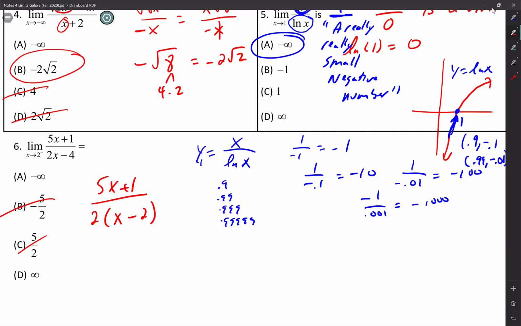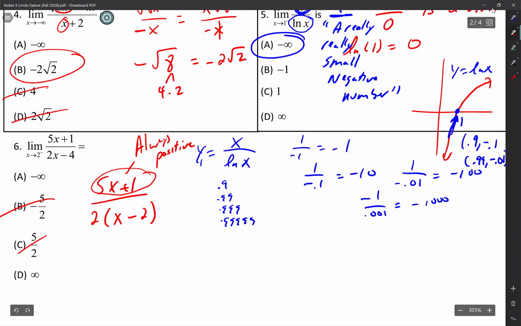All right, so think about it. You're approaching 2 from the left-hand side. So that's like 1.9, 1.99, 1.9999, 1.9999999. The numerator is always going to be positive. Why? Because you're doing 5 times 1.9 plus 1. Since you're doing 5 times a positive number and then you're just adding 1 to it, it's always going to be positive. So the numerator is always positive.